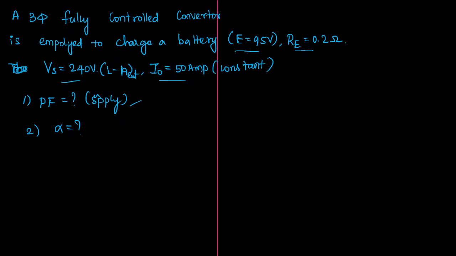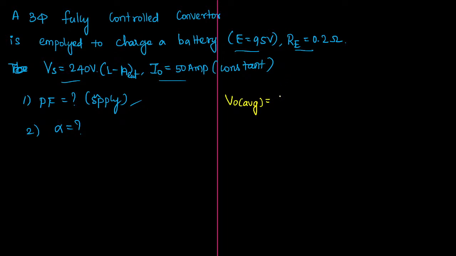Let me solve this question. Basically, the given question is a three-phase fully controlled converter. I hope many of you know the formula to calculate the V naught average. As usual, if no data is given in the question about whether the conduction is continuous or discontinuous, then by default you can assume that the output conduction is continuous.